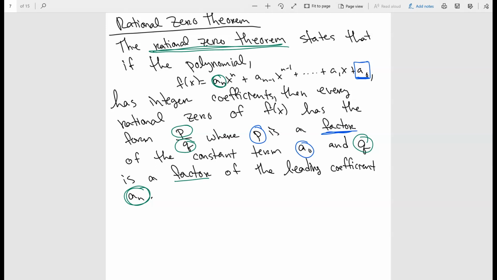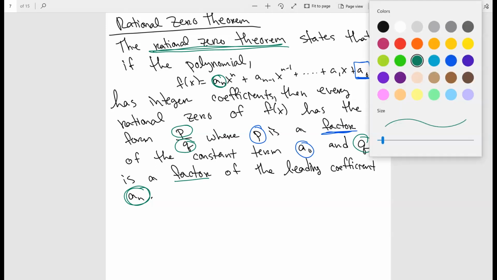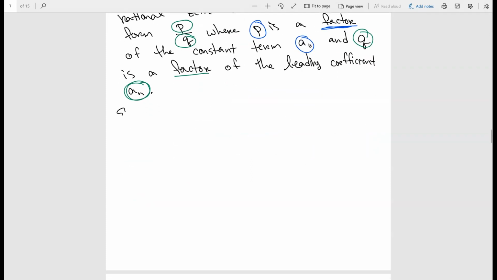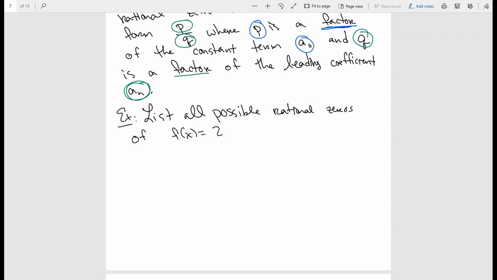Let me start off by giving you an example of what that looks like. List all possible rational zeros of f of x is equal to 2x to the fourth minus 5x cubed plus x squared minus 4. We know nothing about this polynomial function, and we want to figure out all the possible rational zeros. Which one is a possibility?